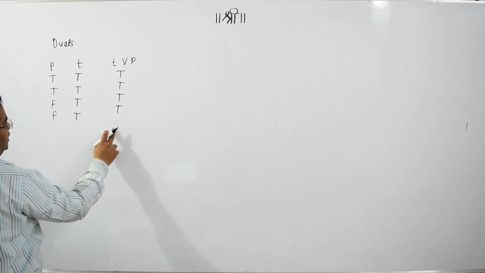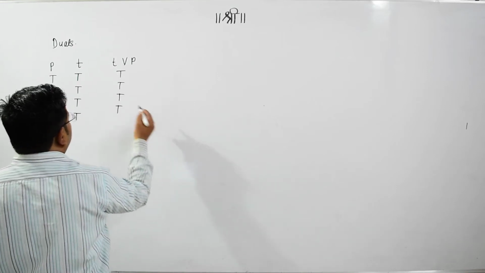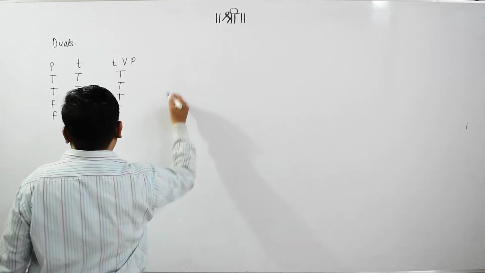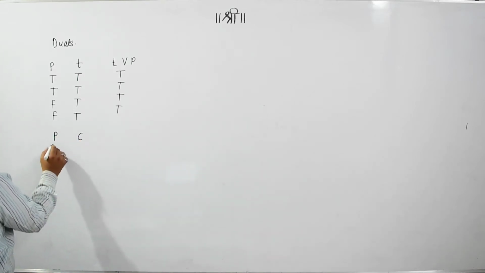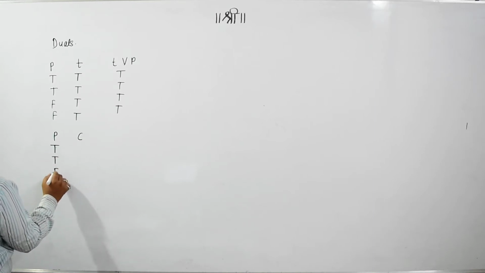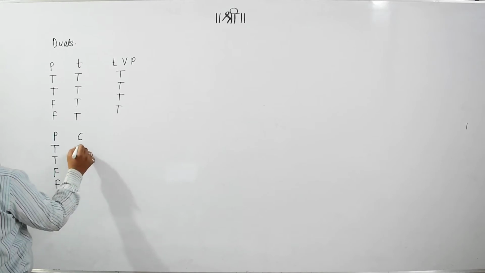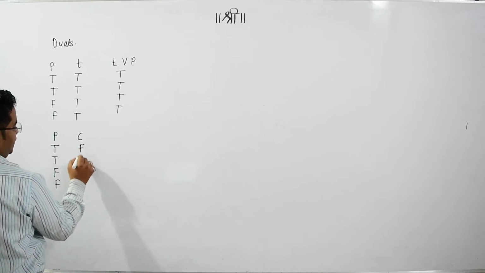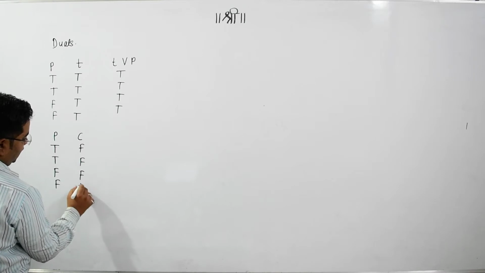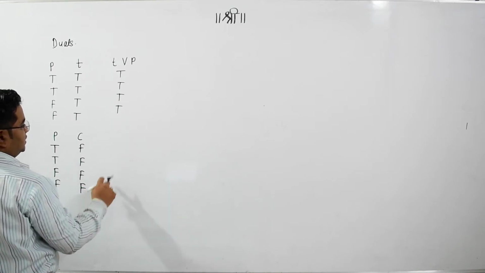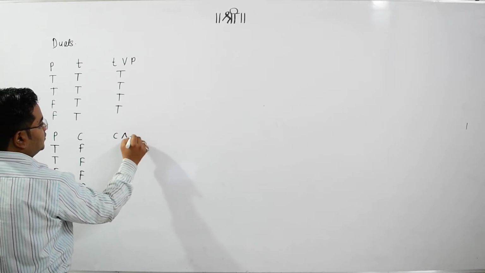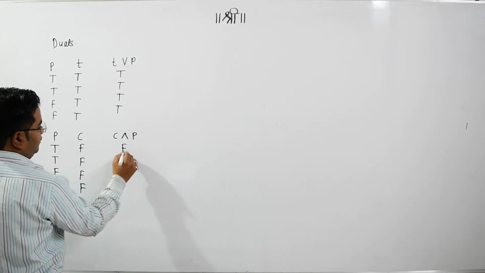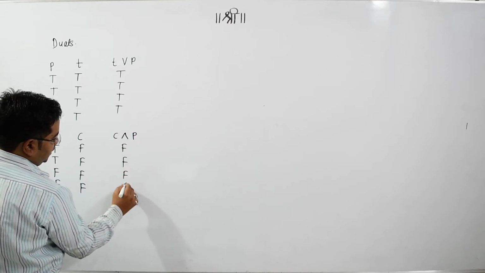Okay, so all values are true. And next step is what? We need to find out the contradiction. Now if you have again P and C, C stands for contradiction and P is our particular statement having the values T, T, F, F. So here if we have F, F, F and F, and if we take its and, so C and P will be F, F, F and F.